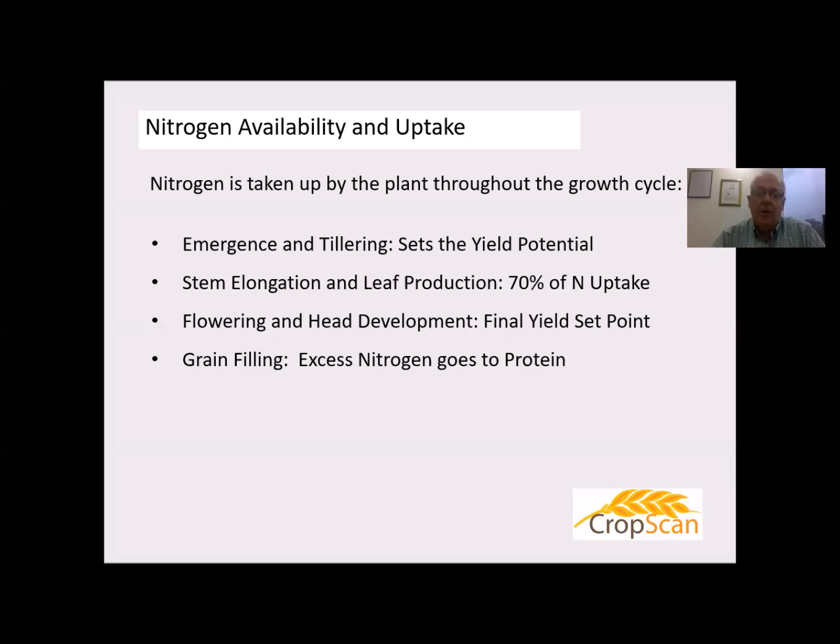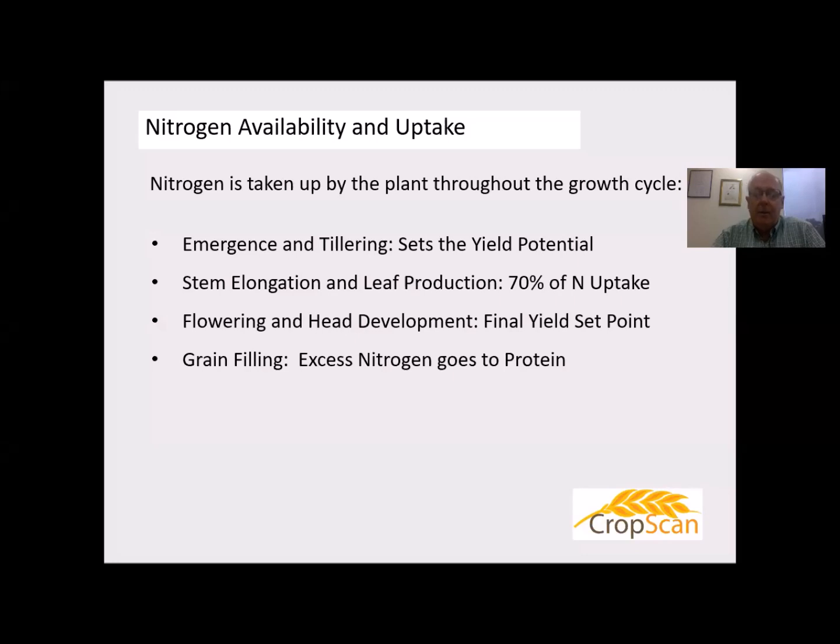70% of the nitrogen that is taken up by the plant occurs in the stem elongation and leaf production stage. In other words, it's producing the biomass. Nitrogen is used in photosynthesis to basically produce the sugars, which then go on to produce the seed.